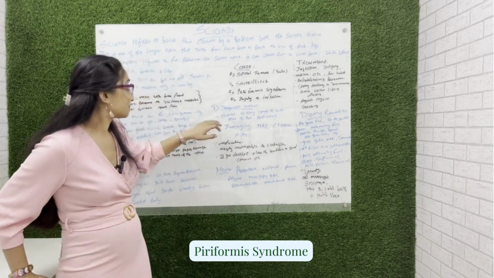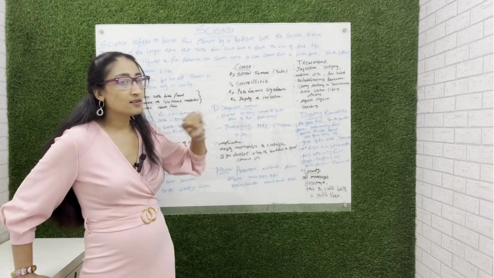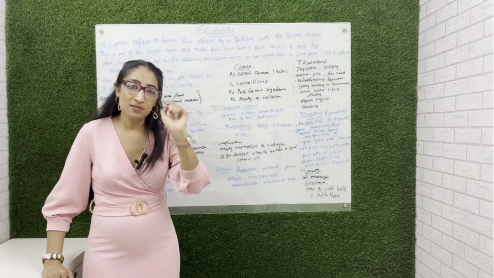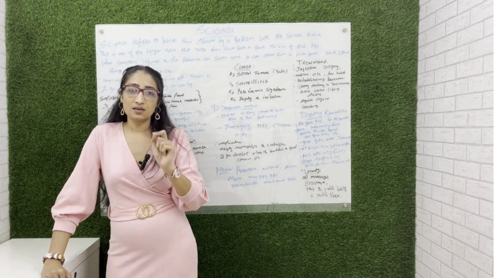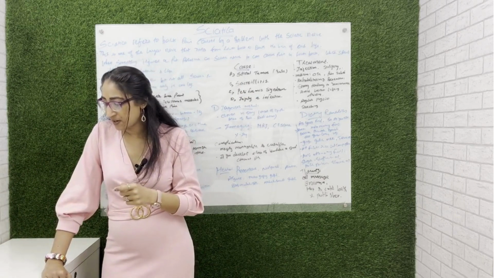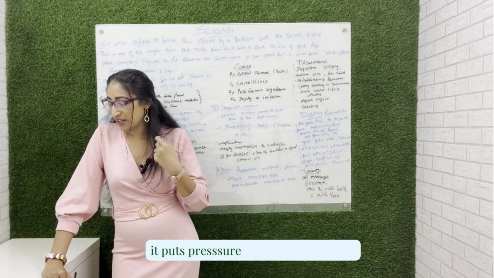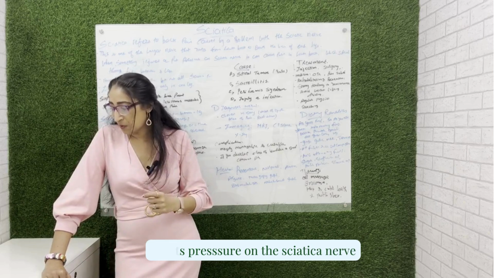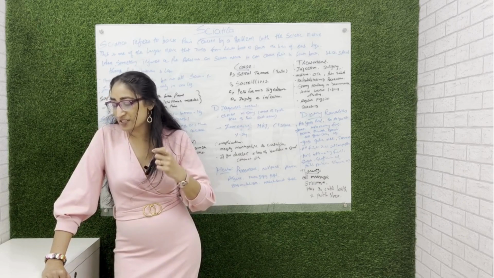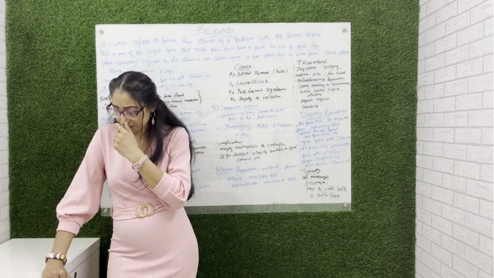Piriformis syndrome is another cause. There are piriformis muscles on the back. What happens is the muscle goes into spasm. It puts pressure on the sciatic nerve. So the tingling symptoms of sciatica occur.